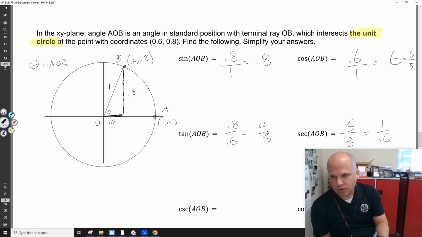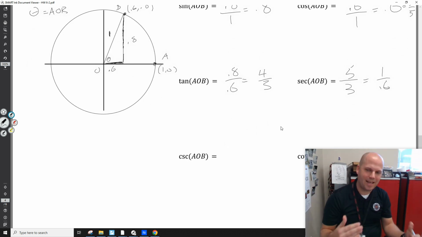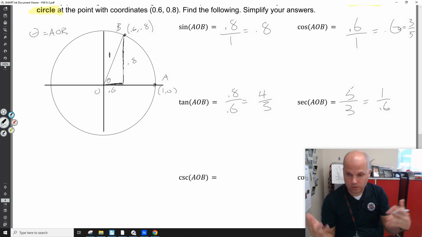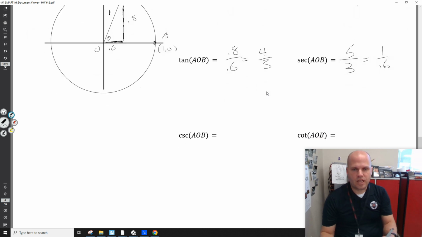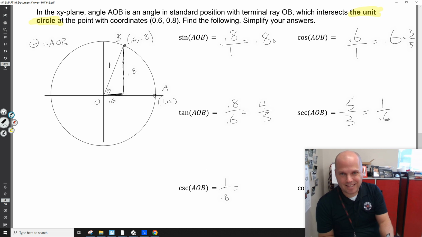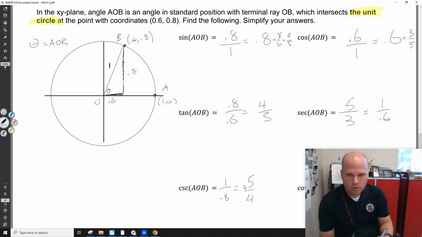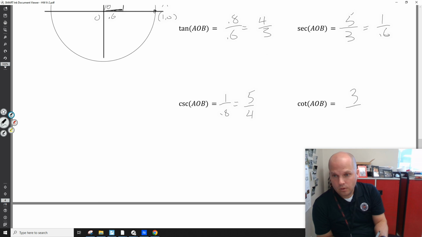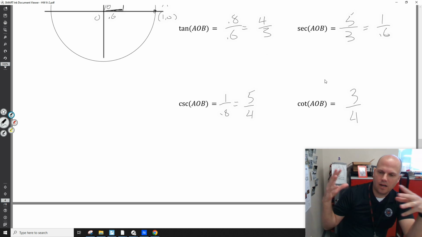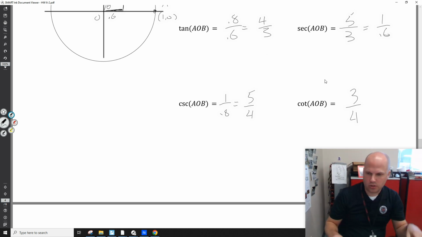You could get that by also flipping things if you wanted to. But I'd probably want you to write it as 6/10, which is flipped to be 10/6, which is 5/3. Cosecant, this is 1 over 0.8, or 0.8 is 8/10, 8/10 is 4/5. So 5/4. Cotangent, 3/4. Oh, guess what? This is our 3, 4, 5 right triangle. Its equivalent shrunk into a unit circle.